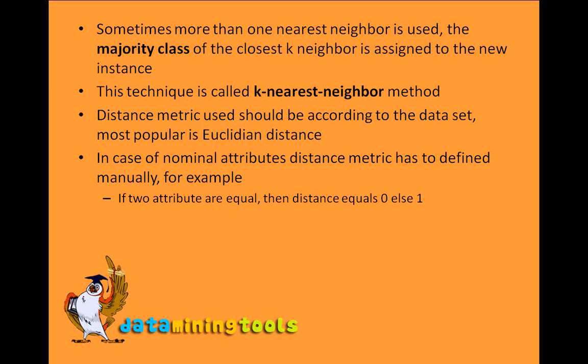The distance metric, which calculates distances between two instances, should be chosen according to the data set. The most popular one is Euclidean distance, which is the easiest one as well. In case of all distance metrics, we need an integer or a real value which represents an attribute or an instance. In case of a nominal attribute, the distance metric has to be defined manually. For example, if two attributes are equal, then the distance equals 0, otherwise 1. So this is an example of how we can use a distance metric with nominal attributes.